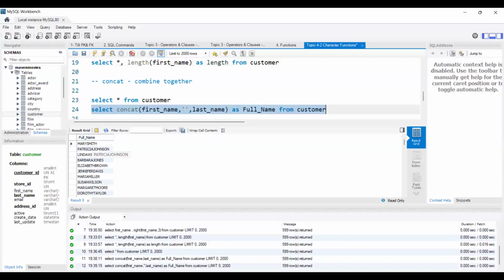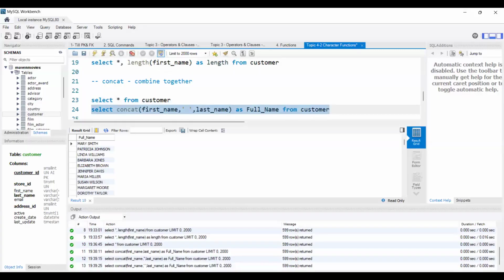If you can see, we got one space here. Let me adjust. I need to give the space inside actually. See, like this. Inside the quotes, we need to give one space. Then only we will get the space. Okay? Clear?